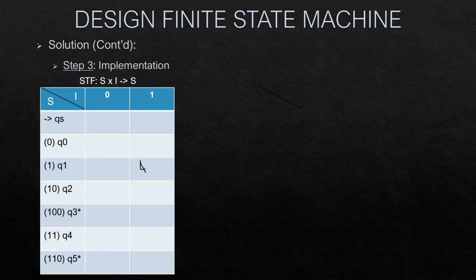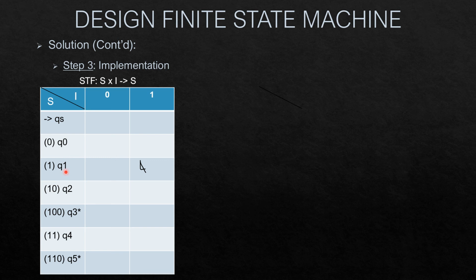So let's begin with the design of our state transition function, that is STF. Here we are having Q0 to Q5 states. Q0 representing our start state or initial state and Q3, Q5 representing our final states. Now in our finite state machine, we can have multiple final states provided they are a finite set of final states.